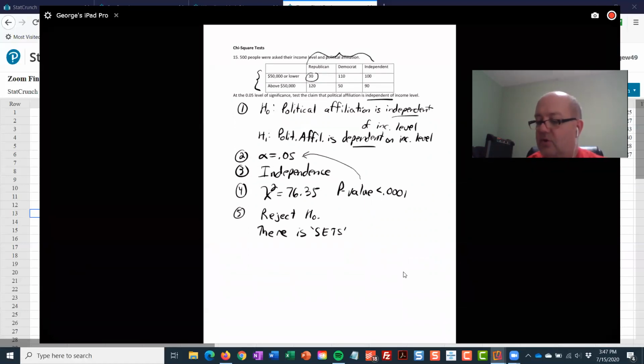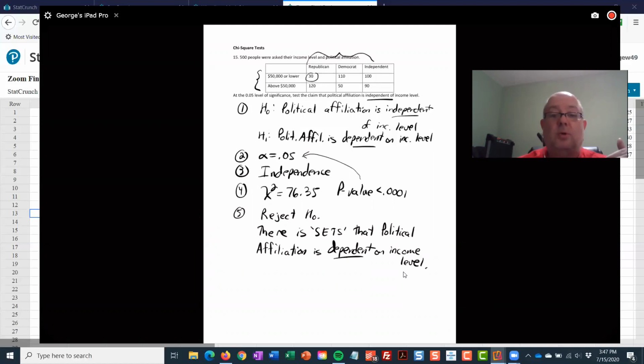There is sufficient evidence to support that political affiliation is dependent on income level. Now, what that means is that we are supporting that there's a relationship between political affiliation and income level. They're related in some way.